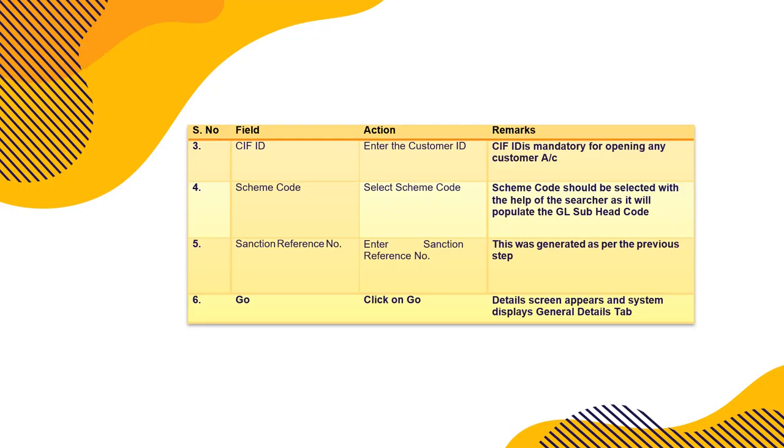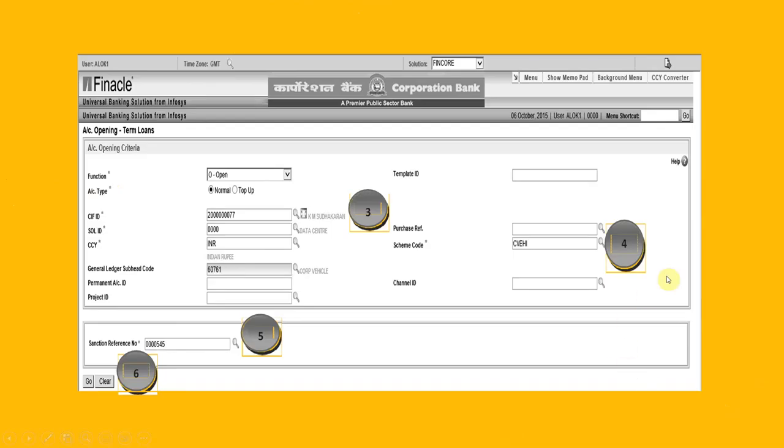Then the sanction reference number: who sanctioned the case. This was generated as per the previous steps. Then again click on Go in the system. It will take you to this screen, and the open account screen will appear automatically here.